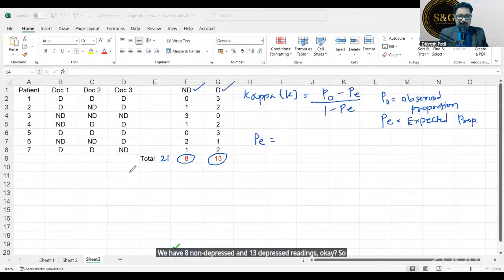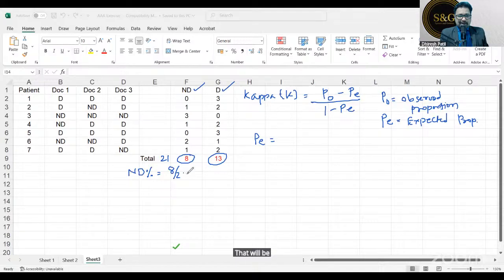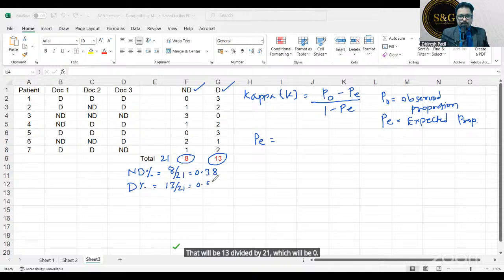Okay. So if we take the proportion of non-depressed, that will be 8 divided by 21, which will be 0.38. And if we consider the depressed proportion, that will be 13 divided by 21, which will be 0.62. Correct? And what is PE?